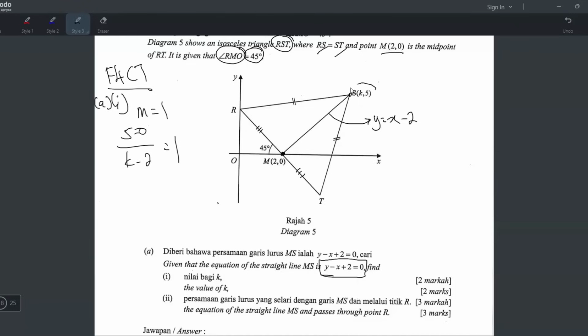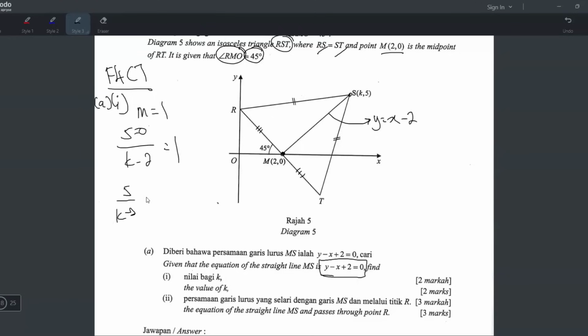Second method is you straight away take this point and substitute inside. The 5 goes into y and then the k minus 2 like that. So your k is 7. If you do it like that, it also works. And why can you substitute like that? Because this point passes through the line, so when it passes through, we can substitute. But I will do it like this, just to show you that you get the same answer.